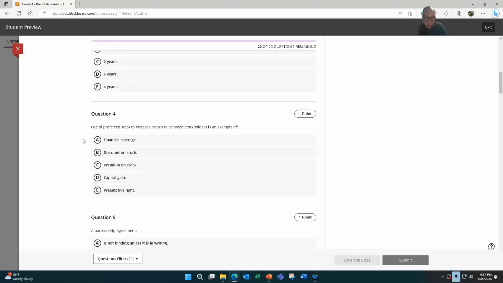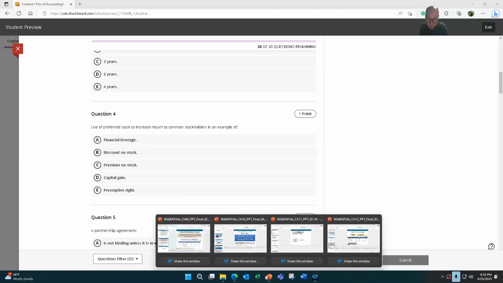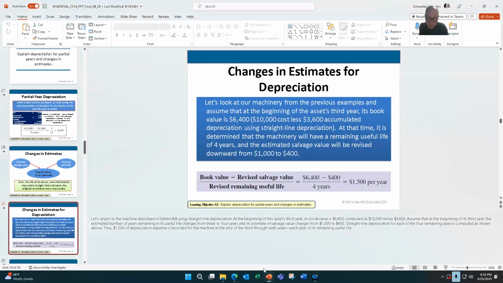Question 4. Use of preferred stock to increase return to common shareholders is an example of. This is a definition question. Okay, the definition of one of these 5. How do we know which one it is? Well, I got to go to the chapter when we talked about preferred and common stock. Well, which chapter was that?